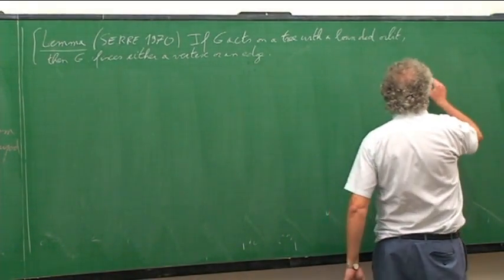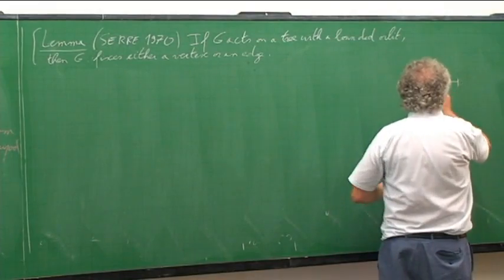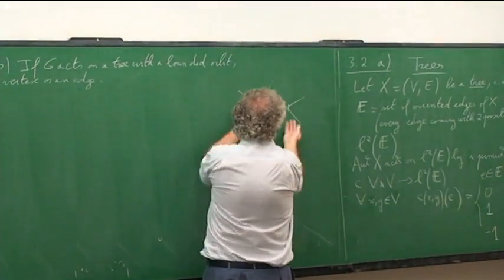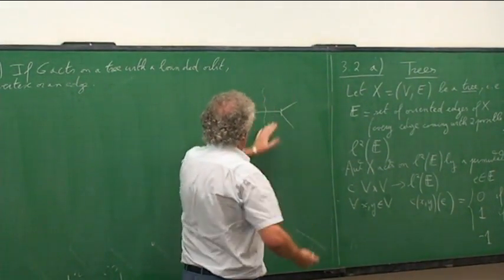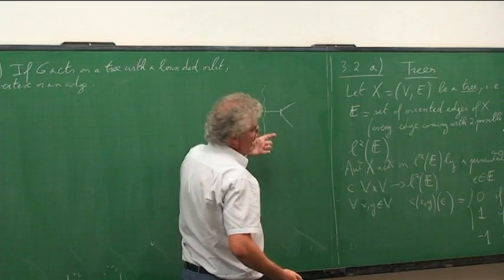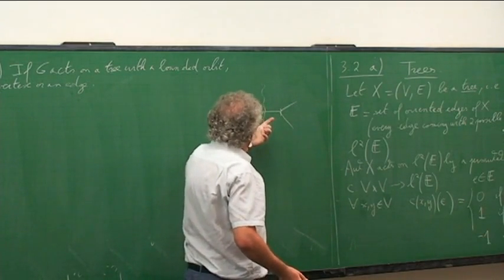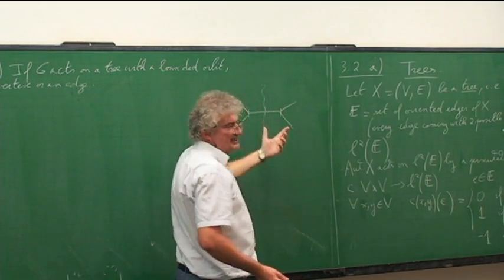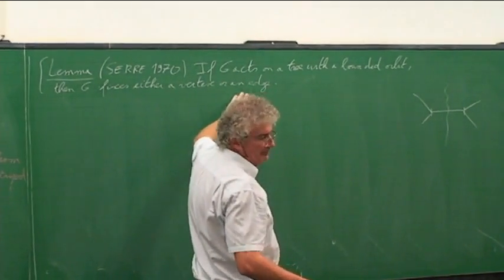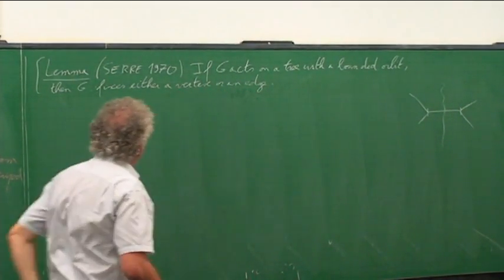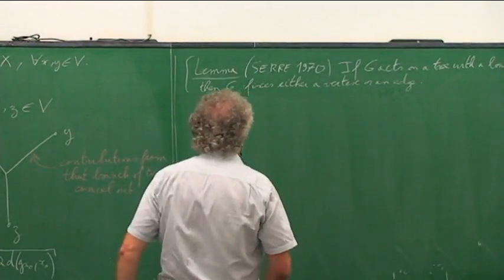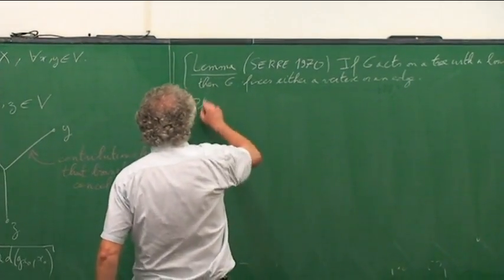We cannot hope for more than that. For instance, assume I take a tree like that and I just mirror-symmetrize it through that vertical axis. So I will have an action of Z/2 with no fixed vertex but with a fixed edge. So we cannot hope for more than either a fixed vertex or a fixed edge. And the proof is very easy.